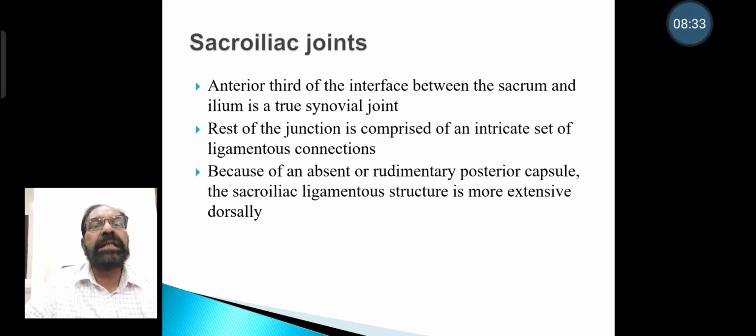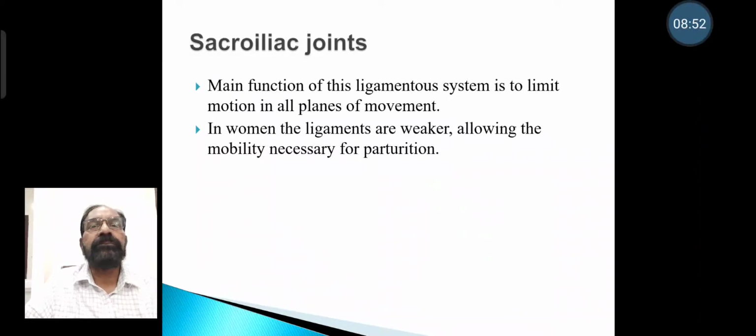Anterior third of the interface between the sacrum and the ilium is a true synovial joint. The rest of the junction is comprised of an intricate set of ligamentous connections. Because of an absent or rudimentary posterior capsule, the sacroiliac ligamentous structure is more extensive dorsally. The main function of the ligamentous system is to limit the motion in all planes of the movement. In women, the ligaments are weaker, allowing for mobility necessary for parturition.